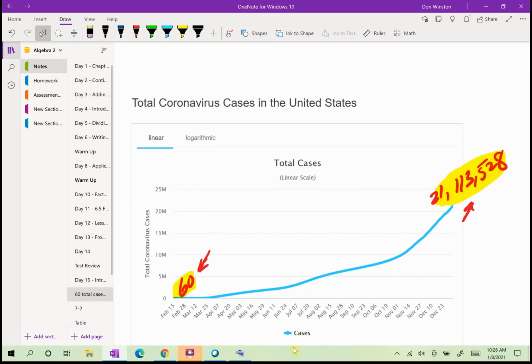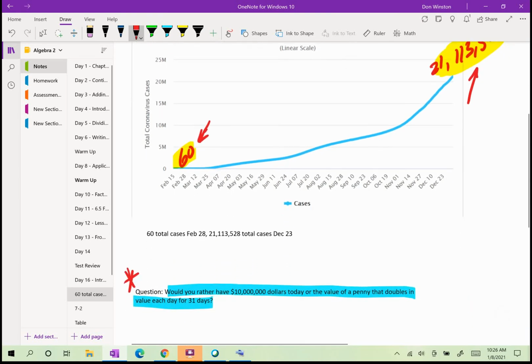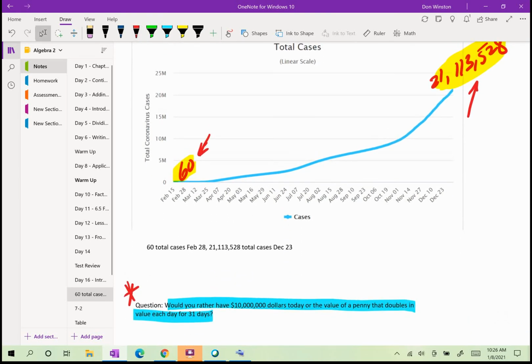The COVID-19 pandemic in the United States represents a good illustration of exponential functions. February 28th, we had a total of 60 reported cases. By December of '23, there was a total of 21,113,528 reported cases of COVID-19 in the United States. We will say that the total number of reported cases grew exponentially over that period of time. Okay, and we'll take a look at what exponential functions are.